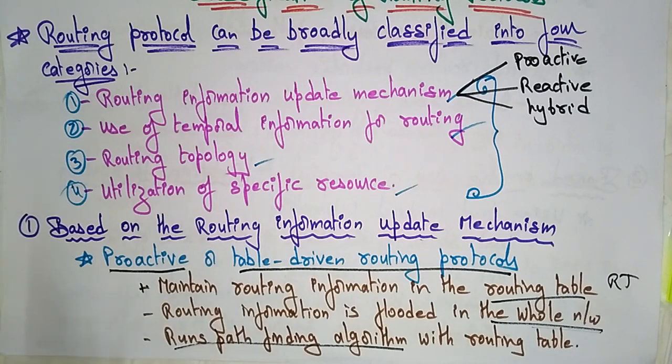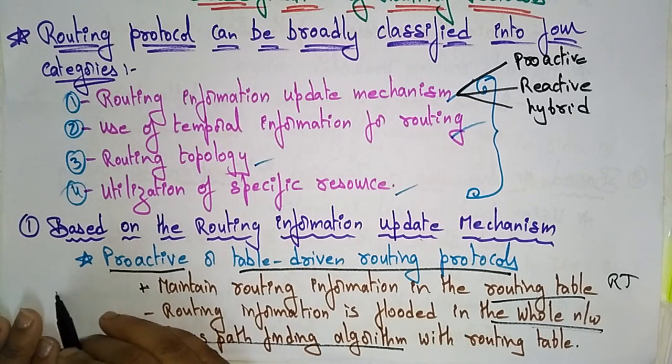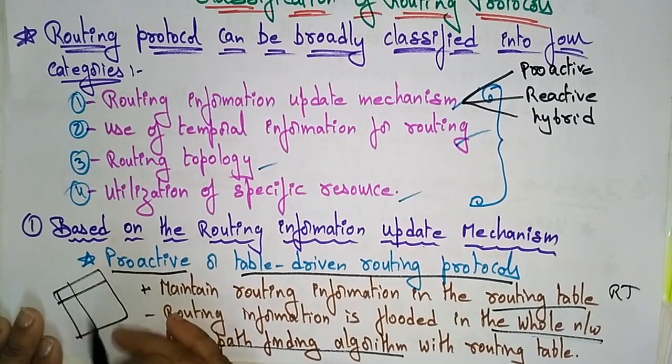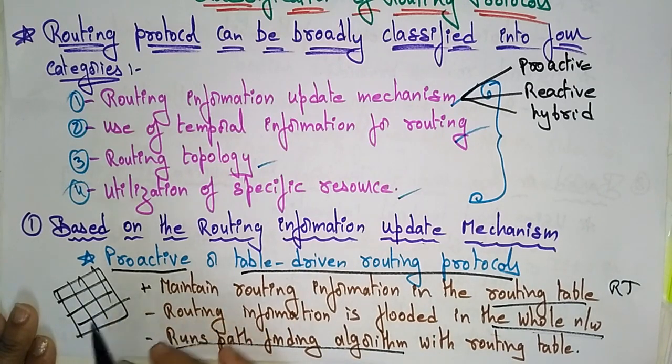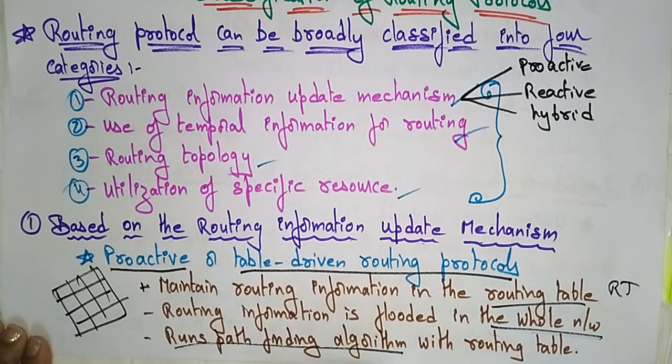What this table driven protocol is doing: first it maintains the routing information in the table. This routing information has to be maintained in a way that the whole network knows it. So each and every node will find out where the data is coming from and where it is going. And next, it runs the path finding algorithm with the routing table. We have to find the best path in that. That is proactive.